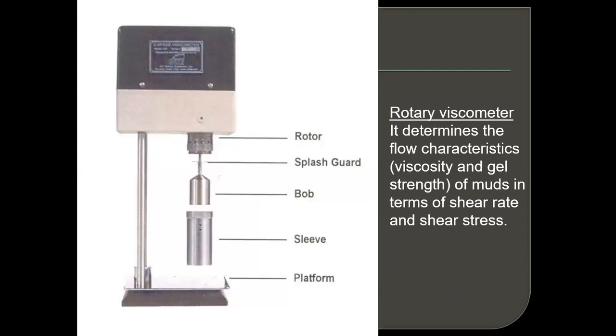This one is the rotary viscometer. The purpose is to check the gel strength, and gel strength is needed to suspend the solids and cuttings. So if you want to add more additives and then check the gel strength, this equipment is used to find the gel strength of the mud. This is called the rotary viscometer, because here the rotary is used.